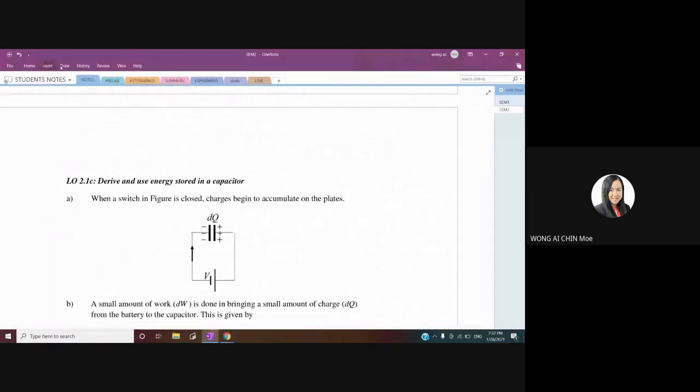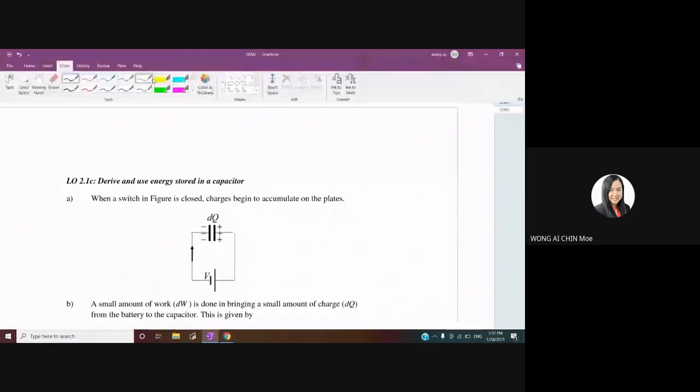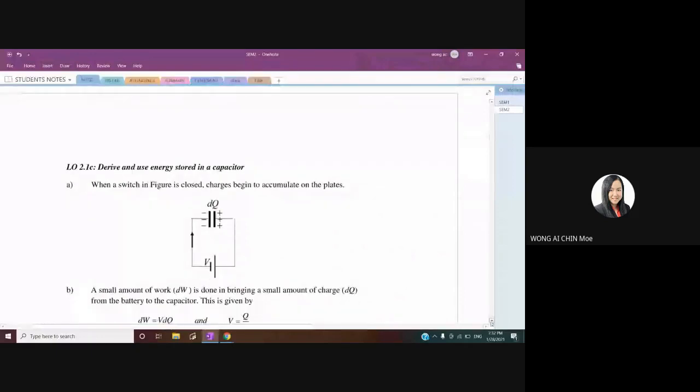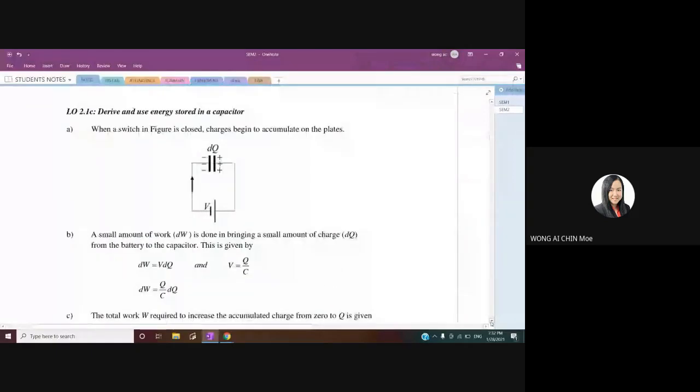Because the capacitor's function is like storage, it can store electric potential energy. When the switch is closed, meaning the circuit is complete, the current will flow through. The current will flow from the positive terminal, and electrons will come out from the negative terminal, so the electrons come out from the negative terminal and the current flows in the opposite direction from the positive terminal.